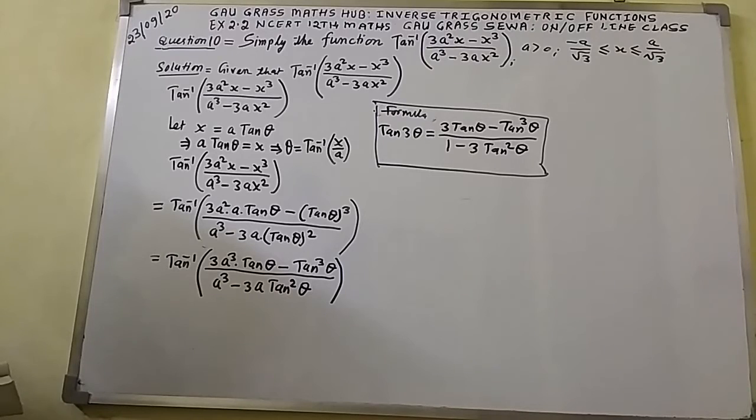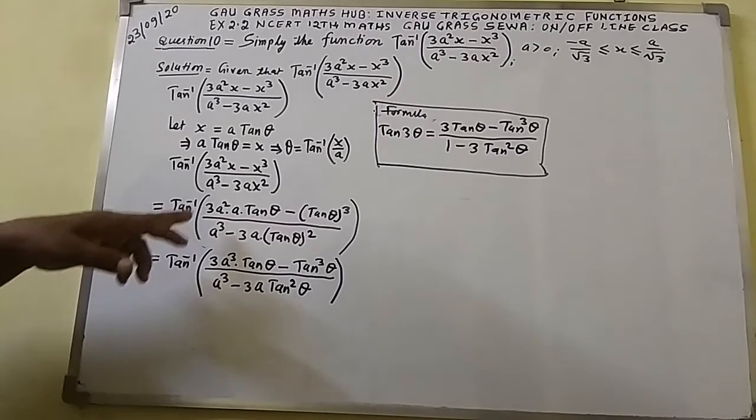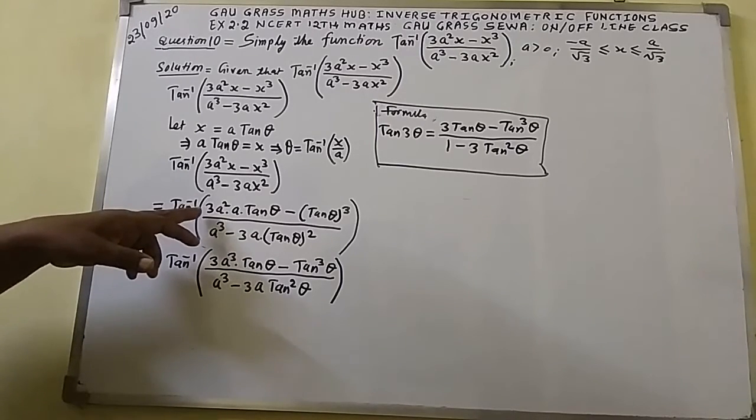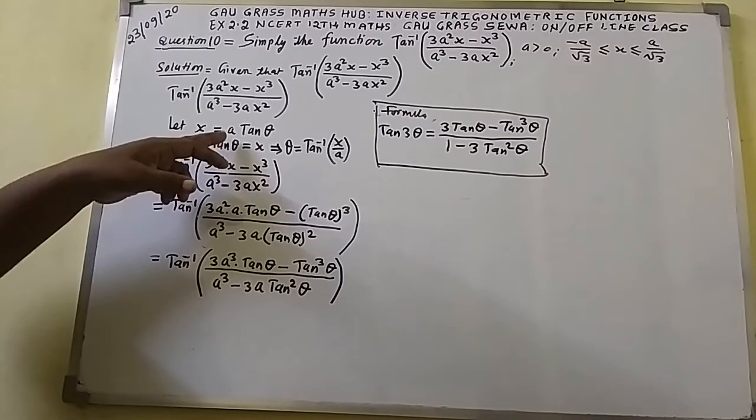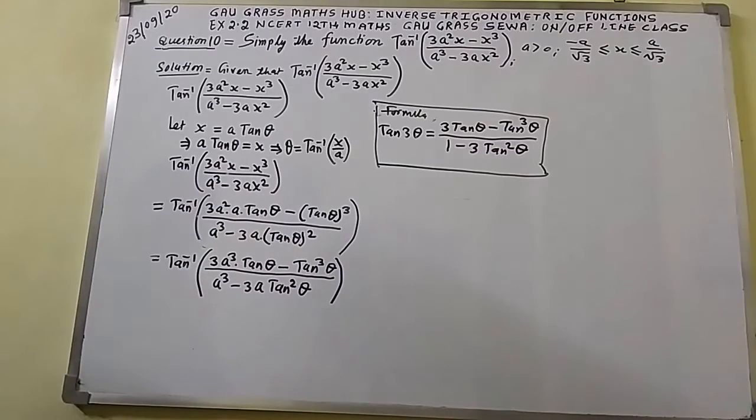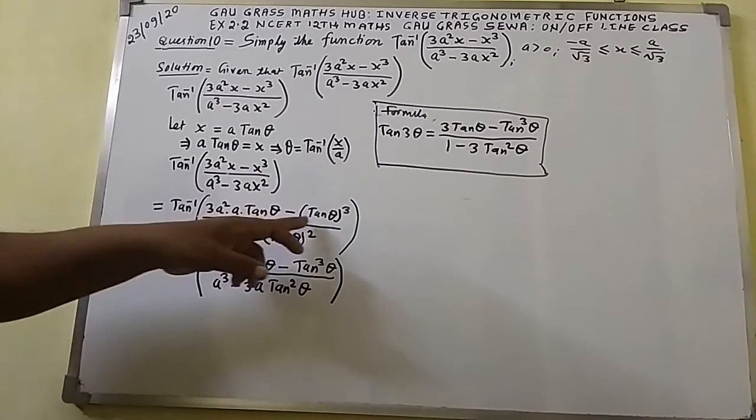Here you can see 3a, tan theta. So here is one mistake I have committed, you must note the mistake here. Here I have written tan inverse 3a square, and in place of x I shall write a tan theta. I have written, but here in place of x I have written only tan theta.